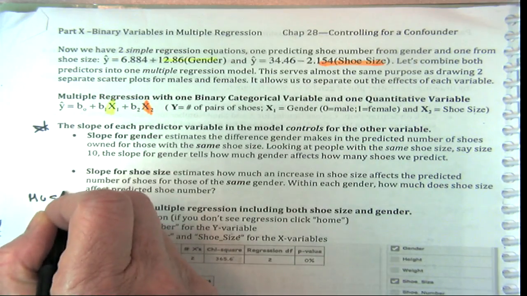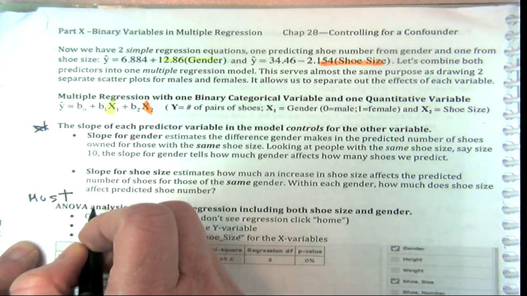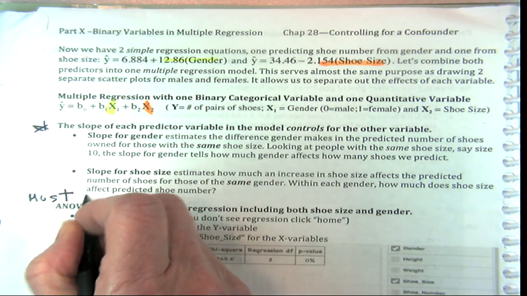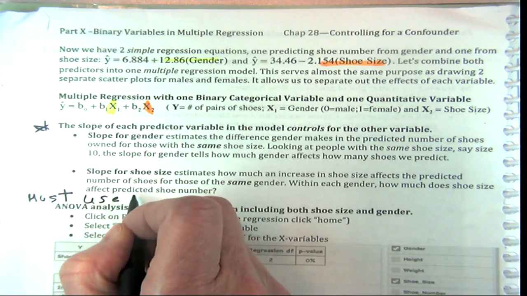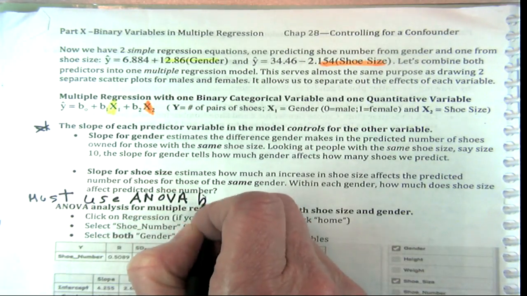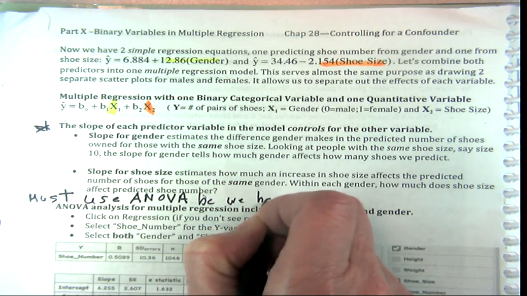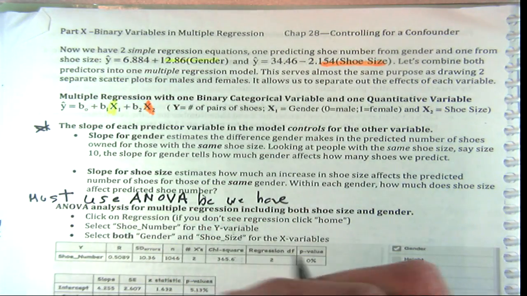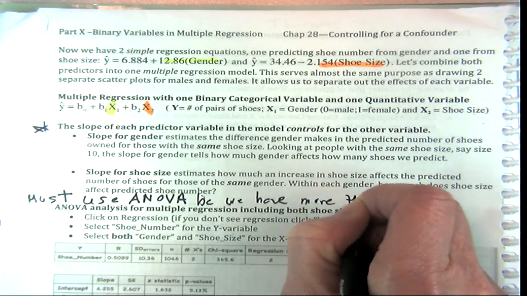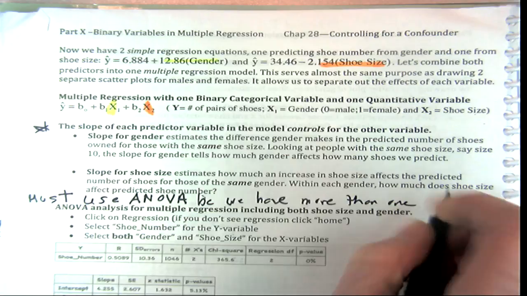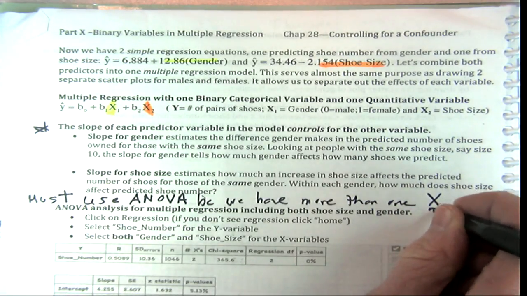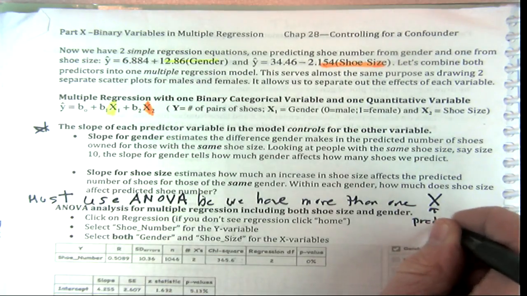Last time, that's what we used. We didn't have to use it if we only looked at shoe size, but now when you put two x's together, you must use ANOVA, analysis of variance, because we have more than one predictive variable. We have more than one x. More than one predictor variable. We have two predictor variables now.